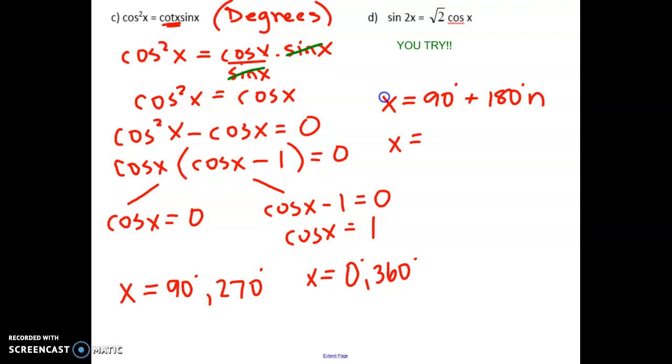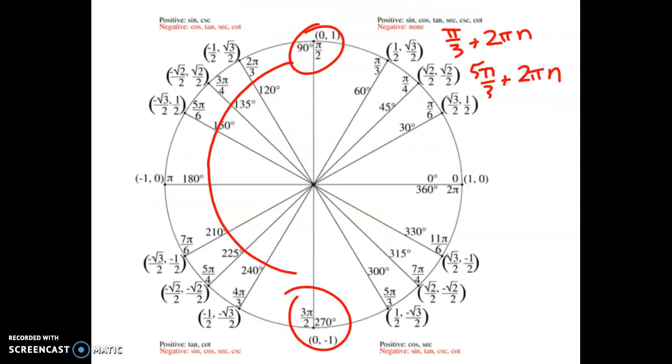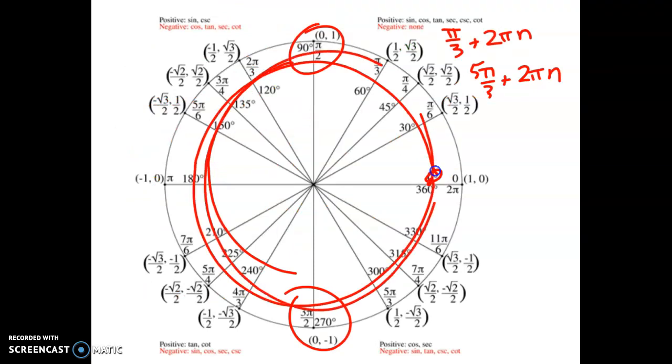But then we have 0 degrees, and here we'd be adding 360 n, because we're going to be starting at 0 and have to go all the way around the circle to get back to 0, and then again. So here we're adding 360s at a time.